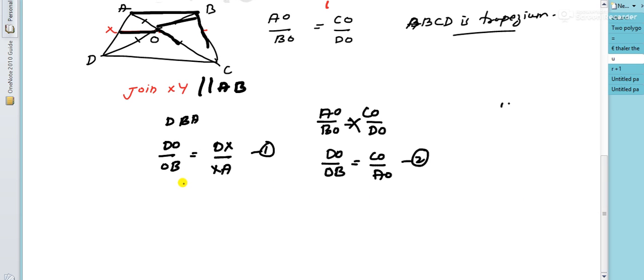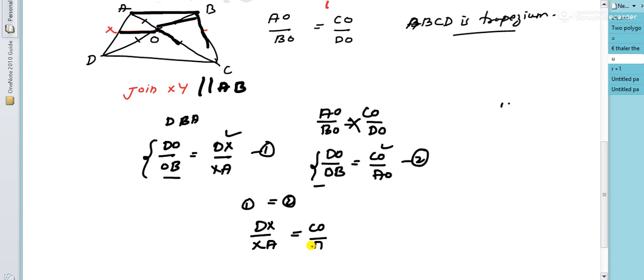Now compare 1 and 2. Can you see that DO by OB is equal to these two also, right? Since LHS is equal, we can say RHS is also equal. So DX by XA will be equal to CO by AO, correct? Now these two sides are proportional, correct? DX by XA, which one is that? If you look at this figure, DX by XA, these two, DX by XA is equal to CO, where is CO? Yes, here, CO by AO.